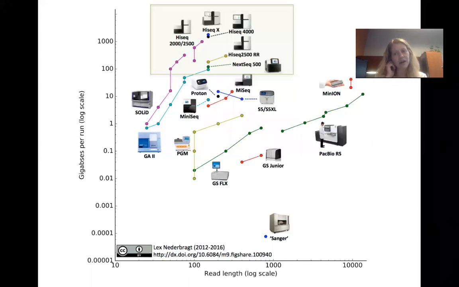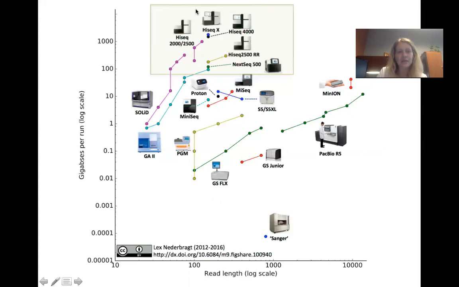This is a really great figure from Lex Niederbrecht. And he's a great bioinformatician too. He has a blog and he has a Twitter account. So if you like following people on social media, he's a pretty good one. And he posted this really neat figure of sequencing instruments, plotting their read length versus how many gigabases you get per run. So this doesn't take into account price, but they're two very useful metrics.